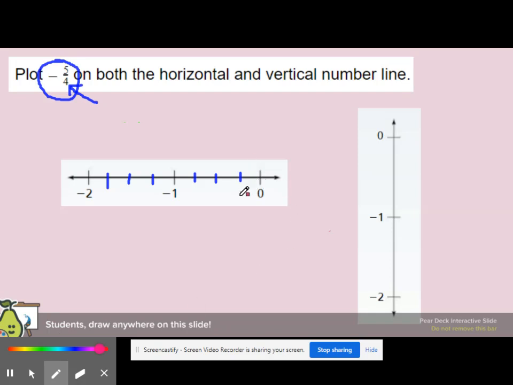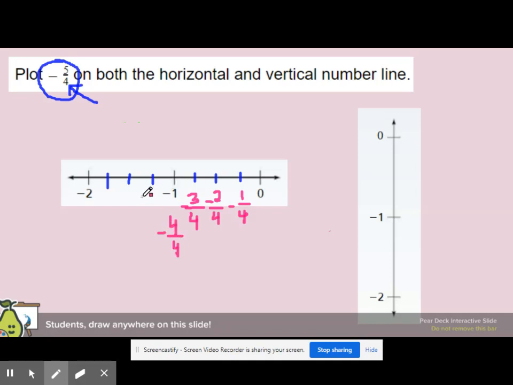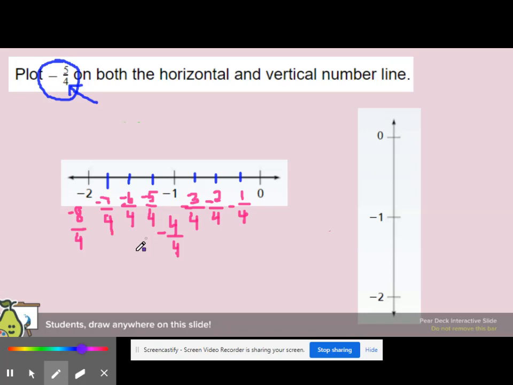So this is going to be 1/4, but it's backwards and negative. 2/4, but it's negative. 3/4. This one was 4/4, which is why it's a whole. -5/4. -6/4. -7/4. -8/4. And 8 divided by 4 is 2. That's why it's -2.